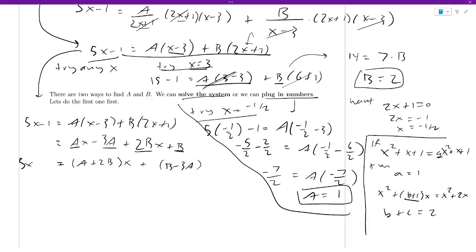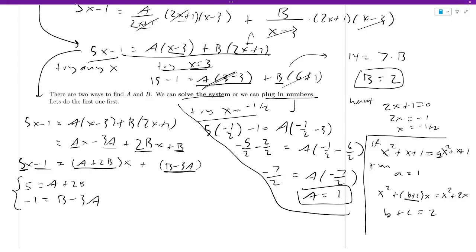Okay, so now we can use that same logic from before. The stuff in front of the x has to match. So the a plus 2b, whatever it is, better be equal to 5. So I'll write it over here. Similarly, this slot, the number stuff not in front of any x's, has to match that number slot over there. So I get to write down that -1 equals b minus 3a.